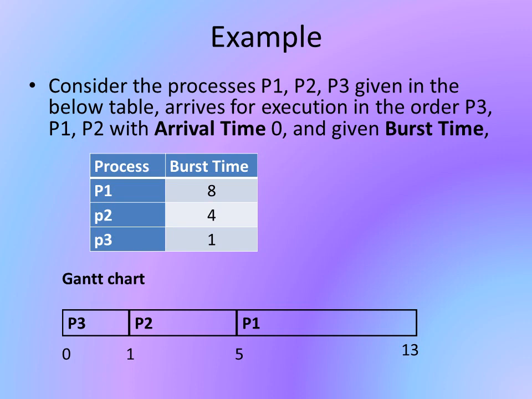So the execution of P2 ends at 5 seconds. And then the execution of P1 begins. The execution of P1 begins at 5 seconds and it needs 8 seconds. So in total the execution of P1 ends at 13 seconds as shown in the figure below.